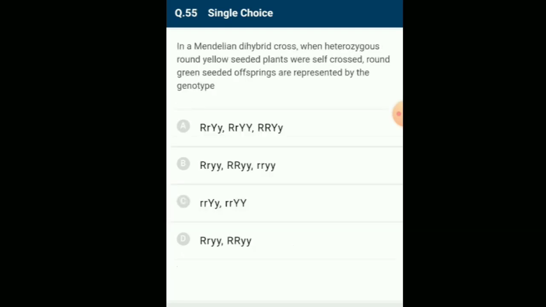Question number 55. In a Mendelian dihybrid cross, when heterozygous round yellow seeded plants were self crossed, round green seeded offsprings are represented by the genotype. In a Mendelian dihybrid cross, when heterozygous round yellow seeded plants are self crossed, round green seeded offsprings are represented by capital R, small y, capital R, small y genotypes. So the answer for this question is option D.